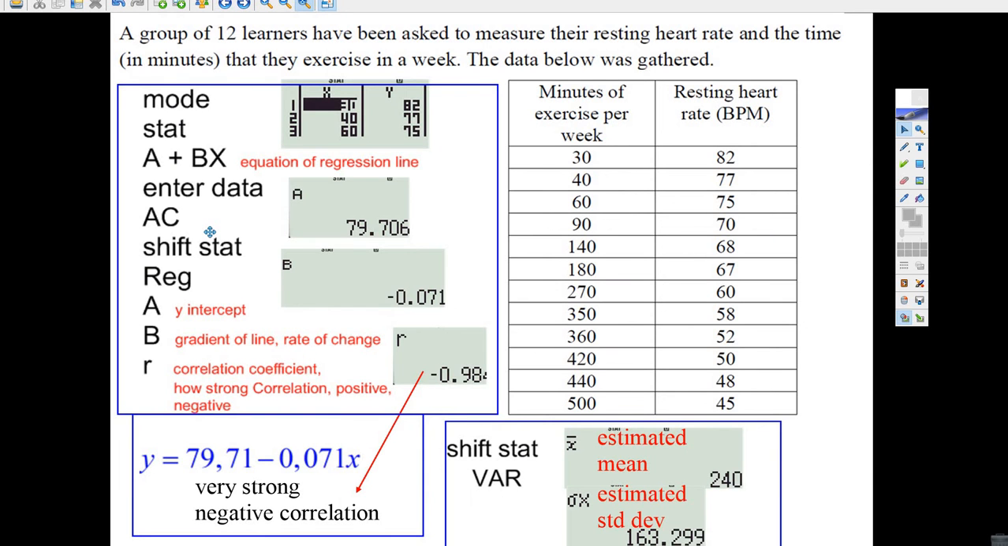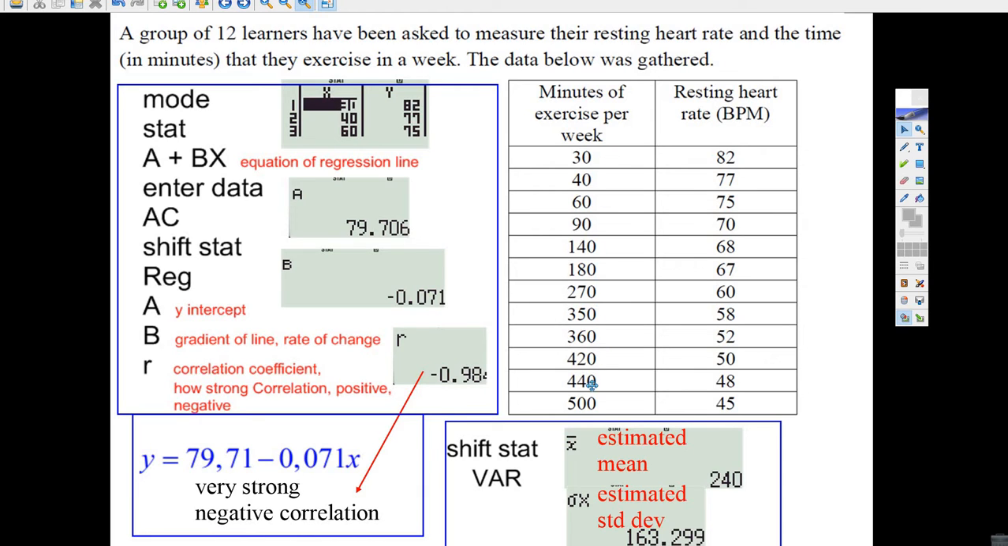Okay. The last thing is the regression statistics, the last part of the statistics revision. And let's just look at this. A group of 12 learners have been asked to measure their heart rate and the time in minutes that they exercise in a week. And here's the data. Well, if somebody exercised 30, then their heart rate was 82 beats per minute, and 40 and 60 and all the way down.